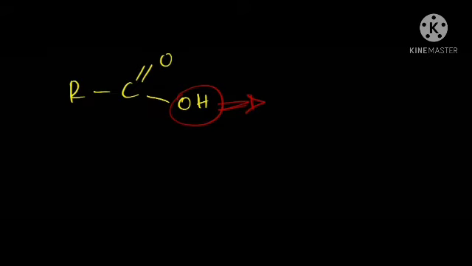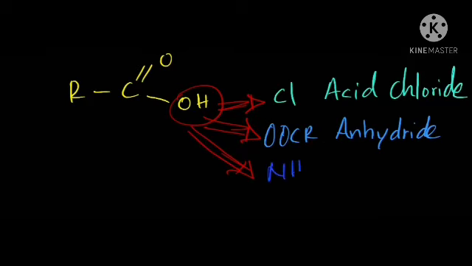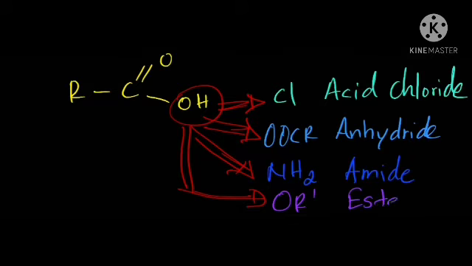So for example, when the OH is replaced by chlorine, then that is called acid chloride. When the OH is replaced by OOCR, then that is called anhydride. And when the OH is replaced by NH2, that is amide. And when the OH is replaced by OR, then that is ester.